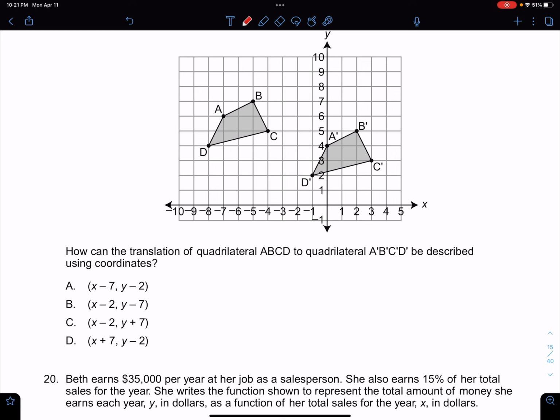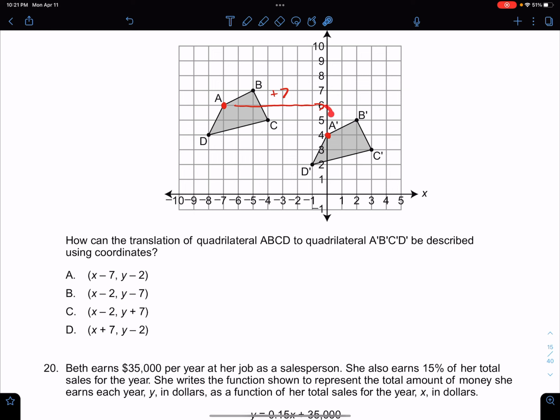So here's what I'm going to do for these. I'm going to pick a point. Let's pick A. And I'm going to say, how do I get from this A to this A? Okay, so I know I have to move 1, 2, 3, 4, 5, 6, 7 to the right. So I moved 7 to the right. And I moved down 1, 2.